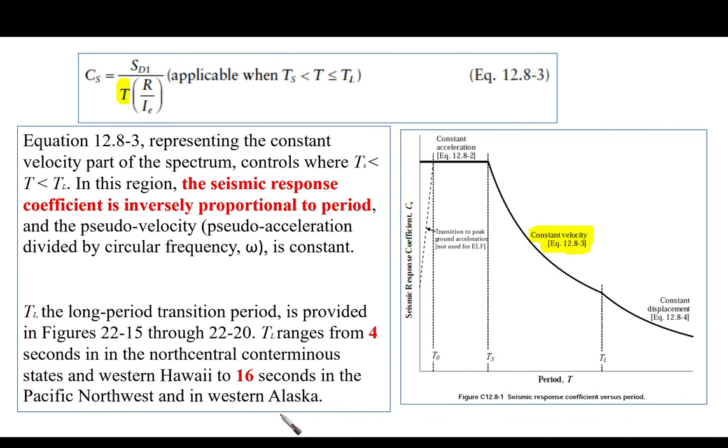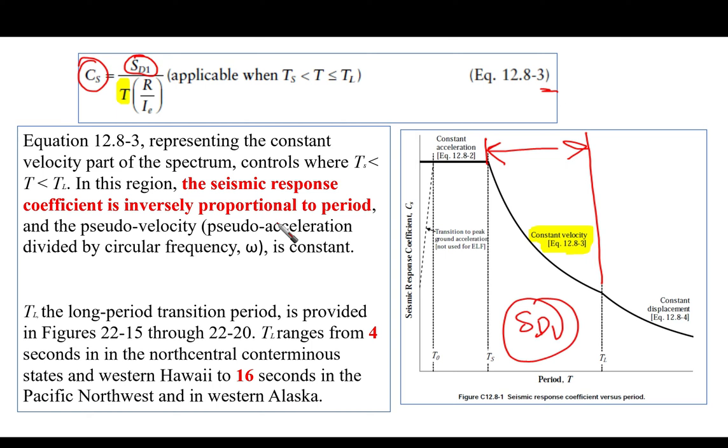In this equation, CS, as we said, we are using SD1, not SDS, because we are in this period region, okay? So we are under the SD1 domain. R over I, you understood them, and T is in the denominator. Denominator means that in this region, as we said, the seismic response is inversely proportional to the period. And this is very true, as you can see here. When we increase T, the seismic response is decreasing. Of course, this is the spectral acceleration, and also the design base shear is going to decrease.